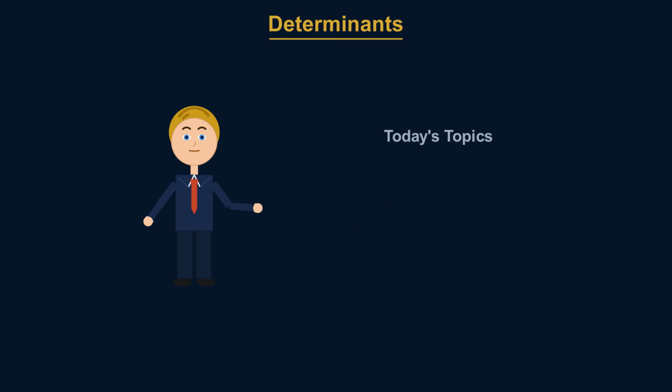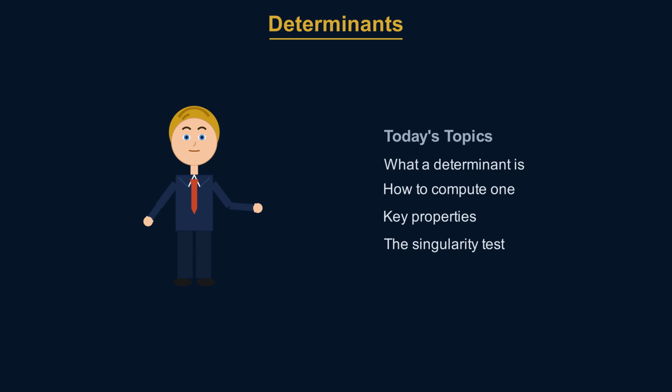Today we're covering determinants, what they are and how to compute them, the key properties that come up most often, and the single most important thing a determinant tells you about a matrix, whether the system it represents has a unique solution. Determinants take a matrix and reduce it down to a single number, and that one number ends up doing a surprising amount of work.